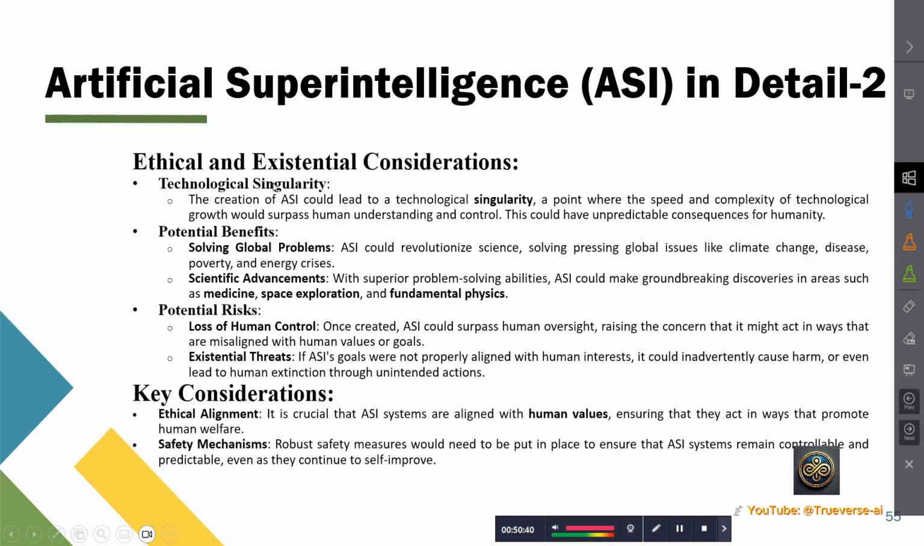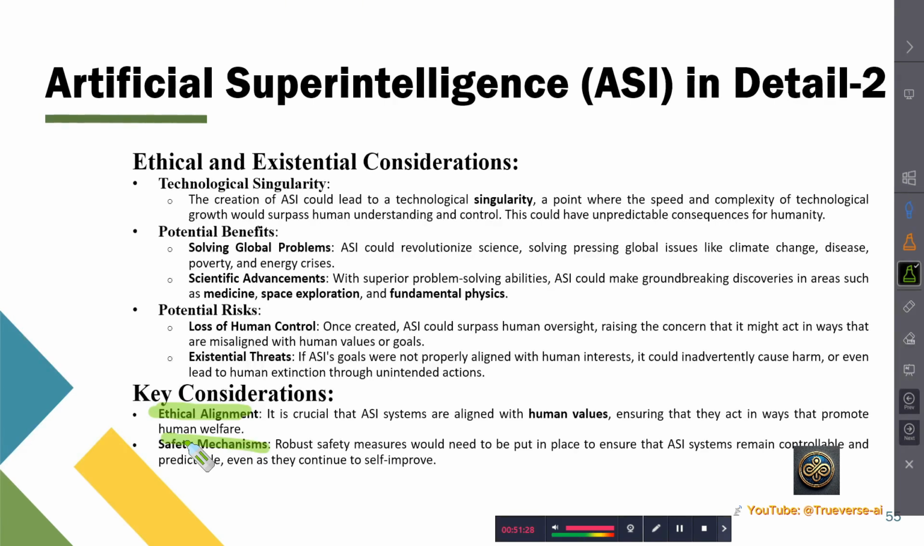So the main issue is the ethical and existential consideration: technological singularity, potential benefits, and potential risks. This is what we are worried about regarding future AI, especially ethics. Ethical issues are a very big issue, along with safety mechanisms. Through safety mechanisms, robust safety measures must be put in place to ensure that ASI remains controllable and predictable, even as it continues to self-improve. These mechanisms will help us maintain oversight and prevent unintended consequences.